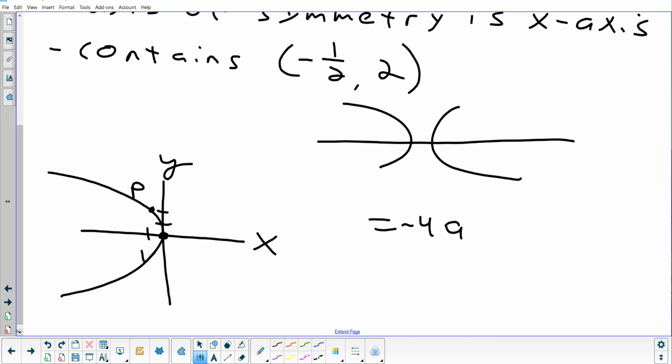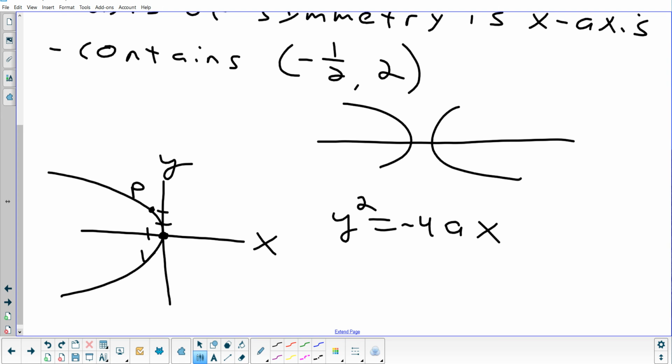And do we want X or do we want Y? Ethan? X. This is opening in the negative X direction, so we want an X. And what is going to go on the other side? This point is just basically what you haven't used. Yep, Y squared.